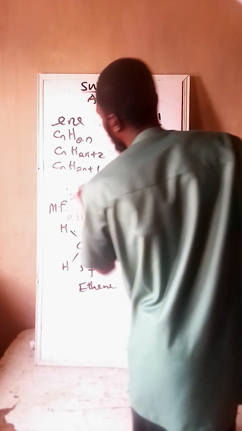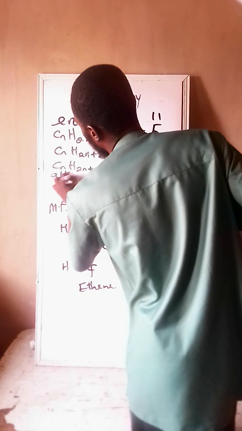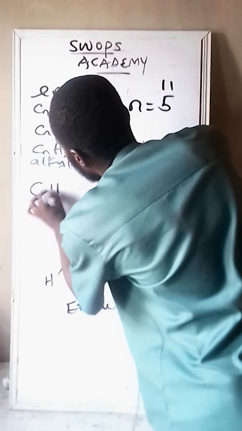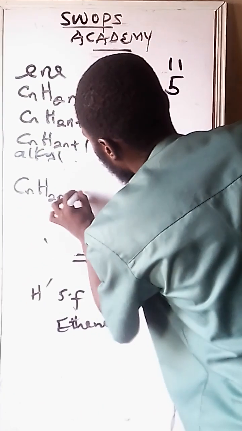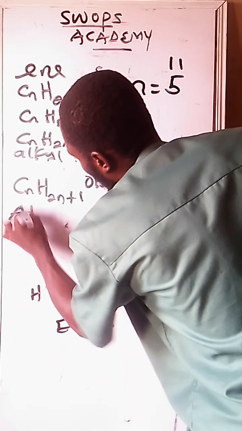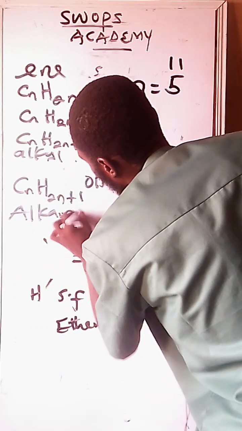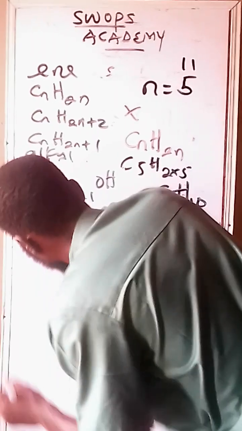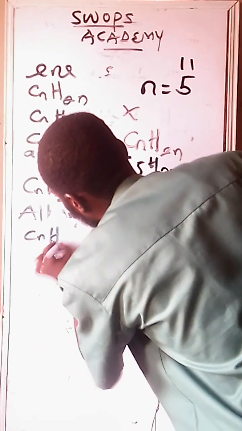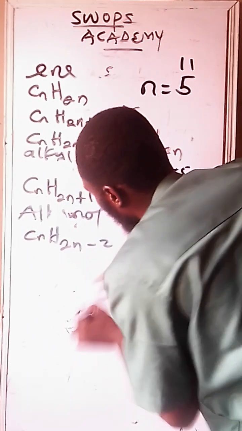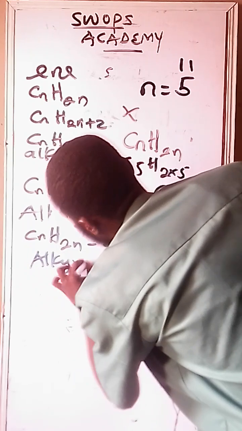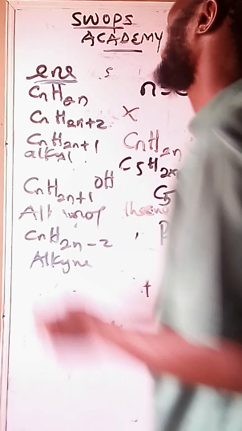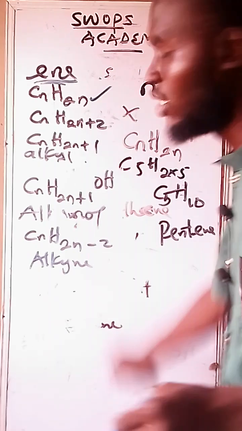CnH2n plus 1, this is for alkene. And if it is CnH2n plus 1 OH, this is for alkanol. So they do ask so many questions regarding this. Please try and know that. If it is alkyne, it is CnH2n minus 2. This is for alkyne. So therefore, if they ask what is the general formula for alkenes, this is the correct option, even if they listed all these things.